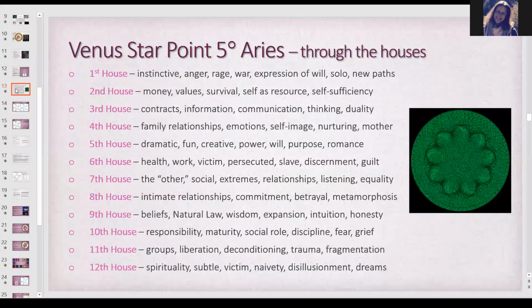Have a look at the Venus star point in your chart at 5 degrees Aries. What house is it in? And you can come back later and check out these meanings.